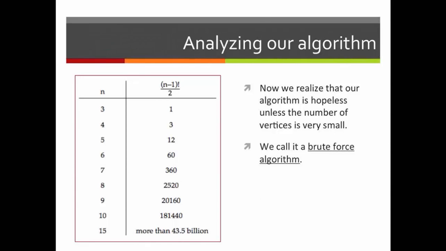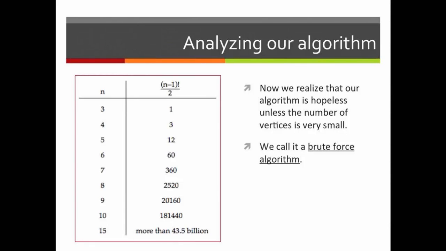For 7 vertices, there's 360. If you get to 10 vertices, there's over 181,000. And when you get to 15 vertices, there's more than 43.5 billion possible Hamilton circuits. Well, I hope you realize then that our algorithm is really quite silly. The idea of listing all the possible Hamilton circuits is really quite hopeless unless the number of vertices is very small. In the recitation, I'm giving you the very biggest one that I possibly could in any reasonable way.